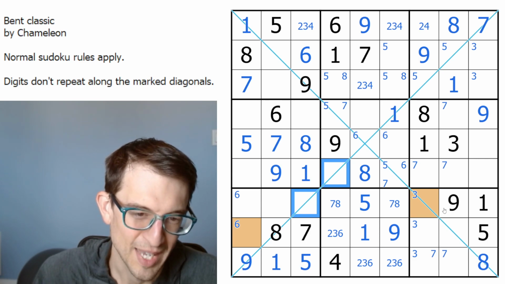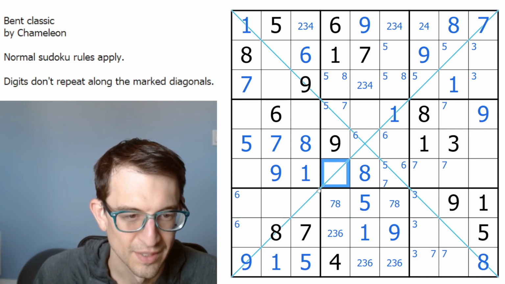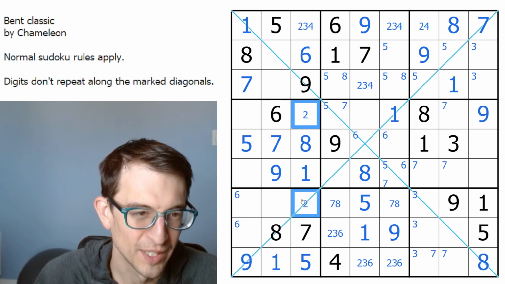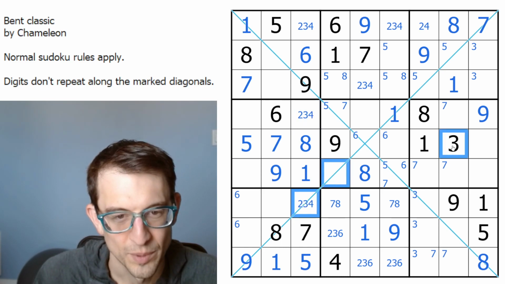I'm tempted to mark that, but I already have colors. I mean, I'm going to get rid of that because that's fairly obvious. I'll hopefully find that again. This is 2, 3, 4. But one of these is a 3. How does that help?